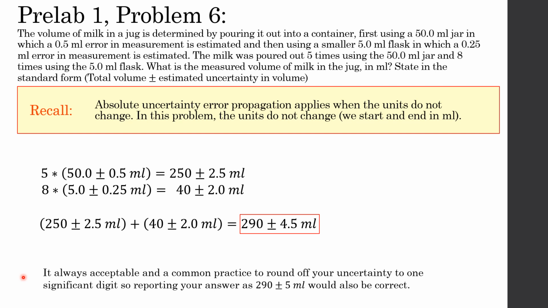And in case you're concerned, there will never ever be 2 multiple choices, one of which is 290 plus or minus 4.5 milliliters, and the other of which is 290 plus or minus 5 milliliters. That will never ever happen, so you don't have to worry that if you simplify it one way or the other, you'll get the wrong answer. That will not happen.